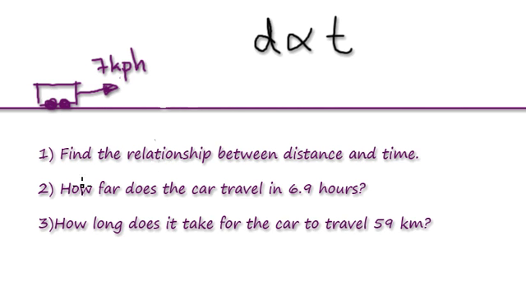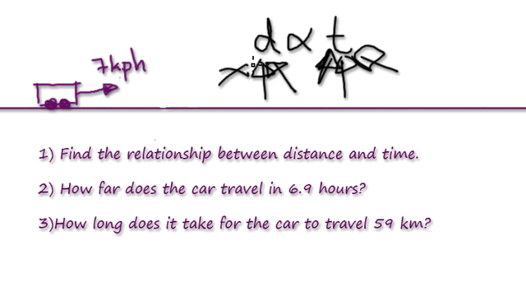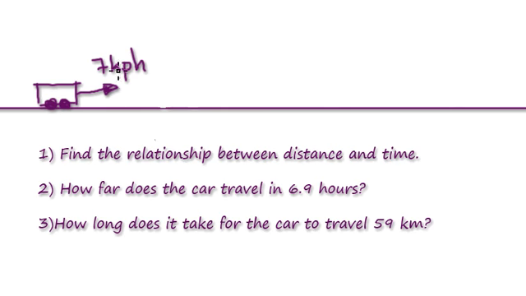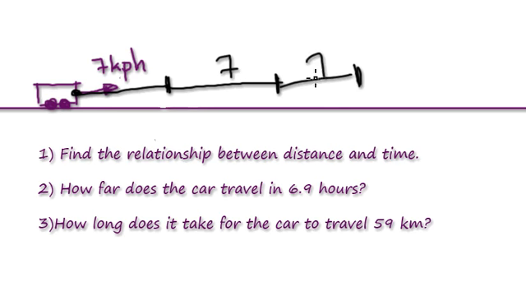It does make sense because the longer you drive, the bigger the distance covered. So the bigger the t is, the bigger d will be. The smaller t is, the smaller d will be. Traveling at 7 kilometers per hour means that after 1 hour you would have done 7 kilometers. After another hour, another 7 kilometers, and after another hour, another 7 kilometers.